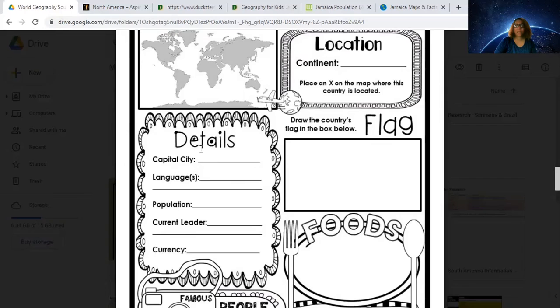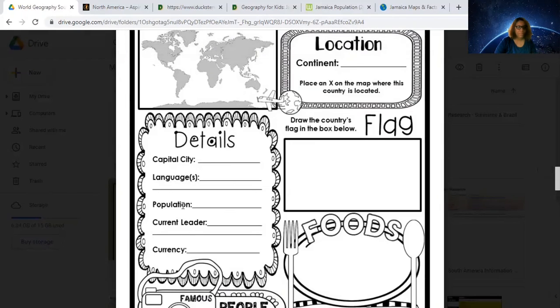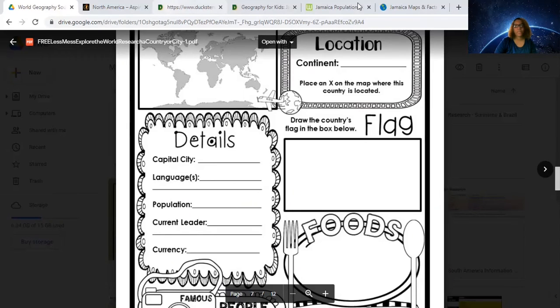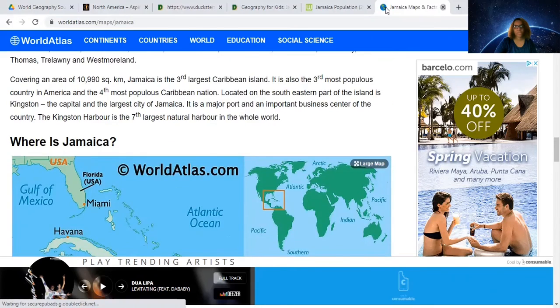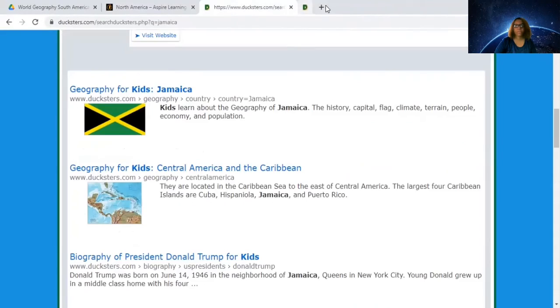Once again, the main thing is you do want to find out what's the official language, so double check with that. Go to Worldometers, just click on it for the current population, and then the current leader. The current leader, you're always going to have to do a general internet search, like I explained to you a little bit ago. Okay, so that's that information.